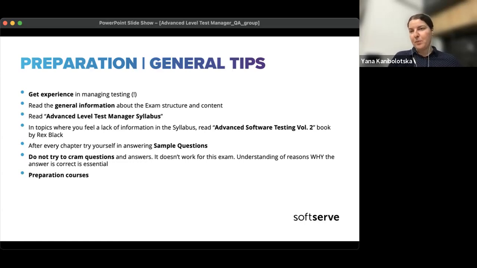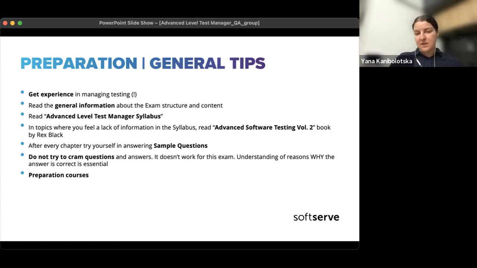But by Rex Black. Probably, if you had a foundation level certificate, it was like the first foundation level of software testing was your handbook for preparation. And here also exists this Advanced Level Software Testing Volume 2. Why volume the second? Because the first volume is for test analysts. It's Advanced Level Software Testing Volume 1, and it's for preparation to the test analyst exam, a different one.